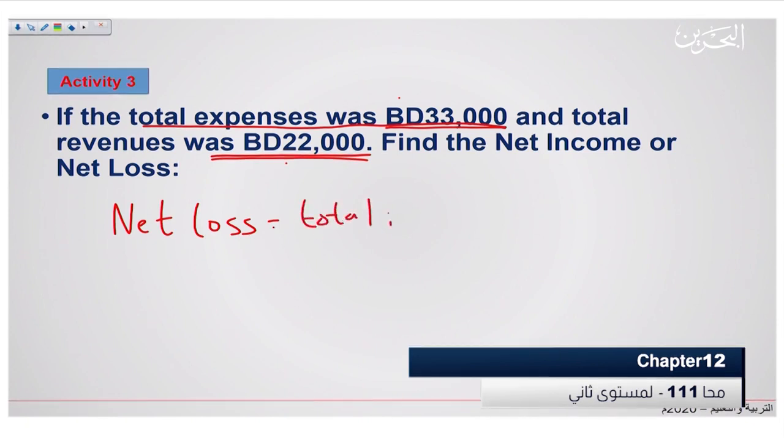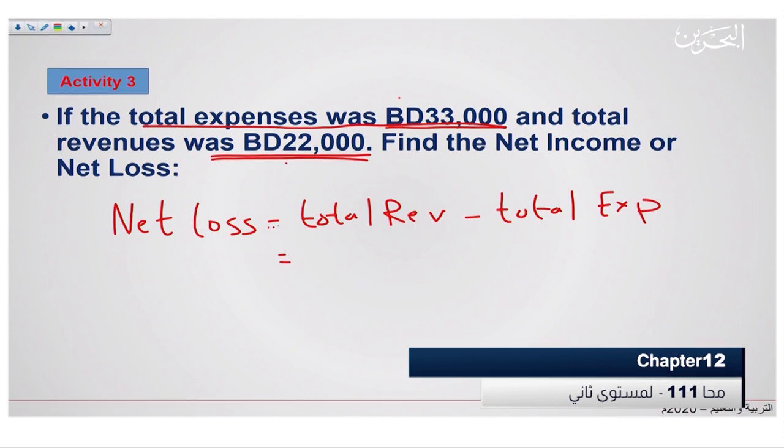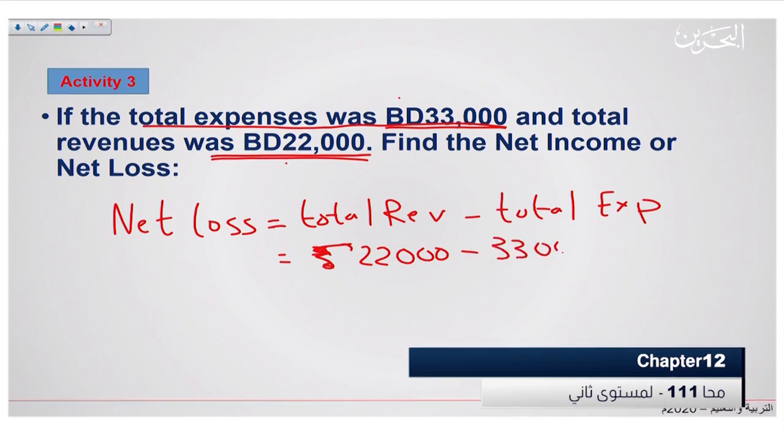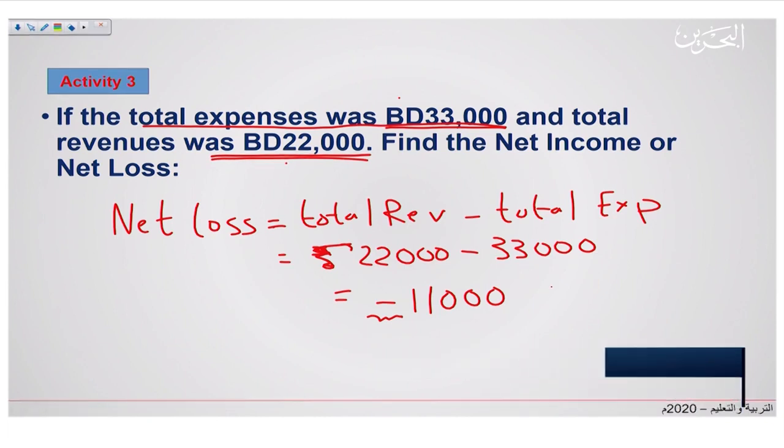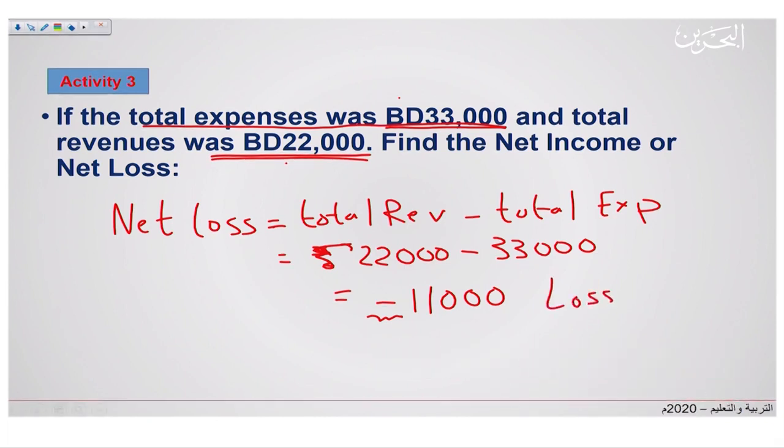equals the total revenue minus the total expense. So I will now write the figures, which is 22,000 BD minus 33,000 BD equals minus 11,000 BD. As you can see here, it is a minus, which means the company is losing money. It is definitely a loss.